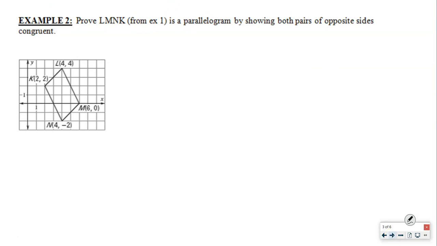Example number 2, we want to prove LMNK, the same figure from example 1, is a parallelogram, but this time by showing that both pairs of opposite sides are congruent. So this time we have to use the distance formula. Even though it's the same figure, and we know it is a parallelogram because we proved that in the previous one, this one specifically wants us to use and show that both pairs of opposite sides are congruent. So we're going to use the distance formula.